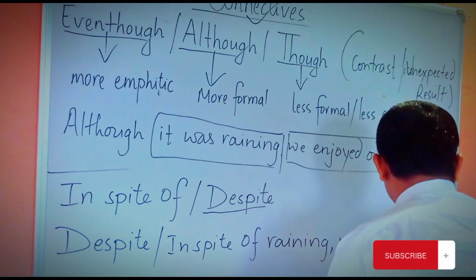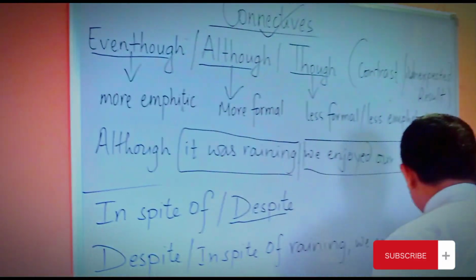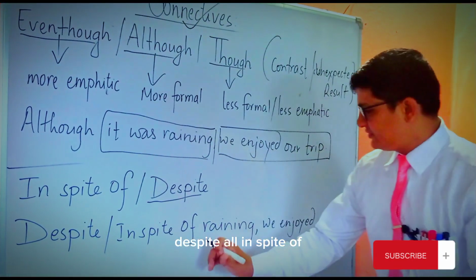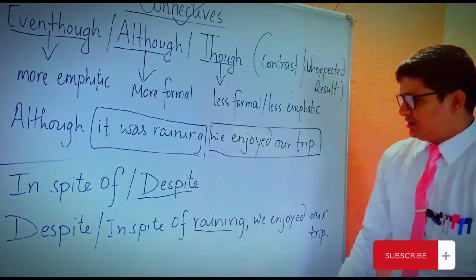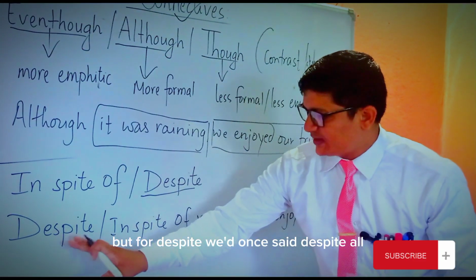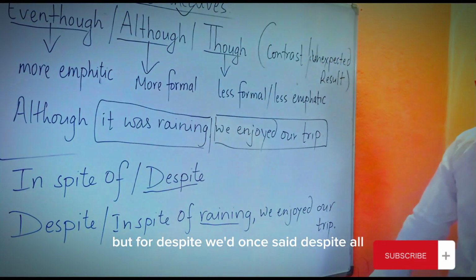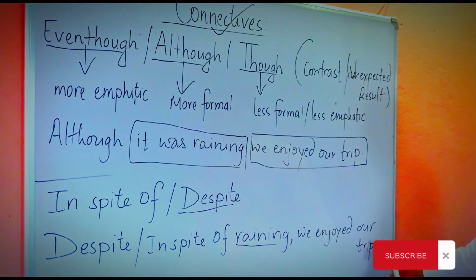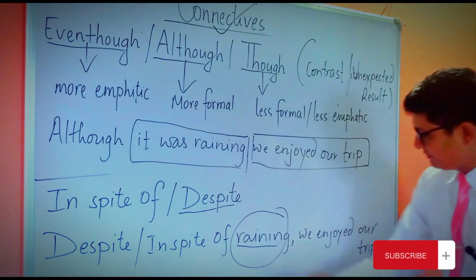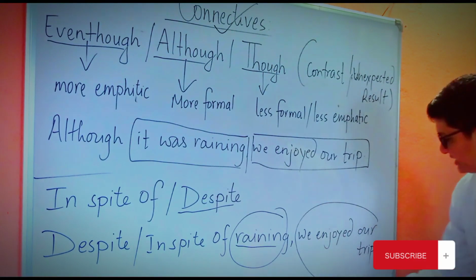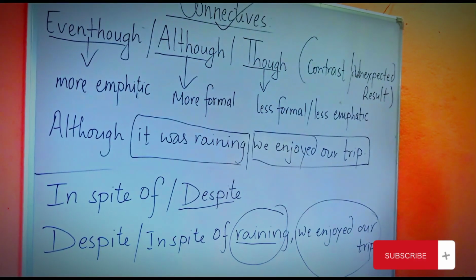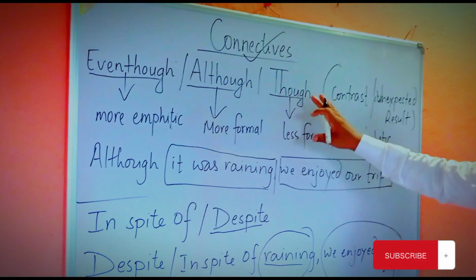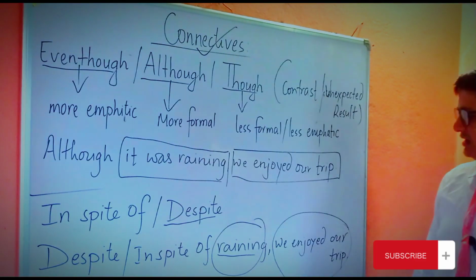Look here. Despite or in spite of raining, but for despite we don't say despite of. In spite of raining, we enjoyed our trip. It was raining and we enjoyed our trip. So what is the difference you find between even though, although, though, and despite and in spite of?